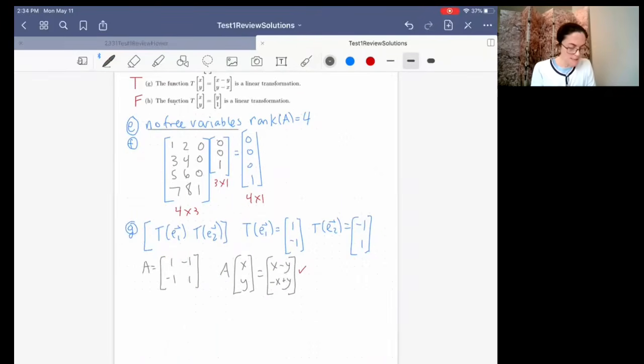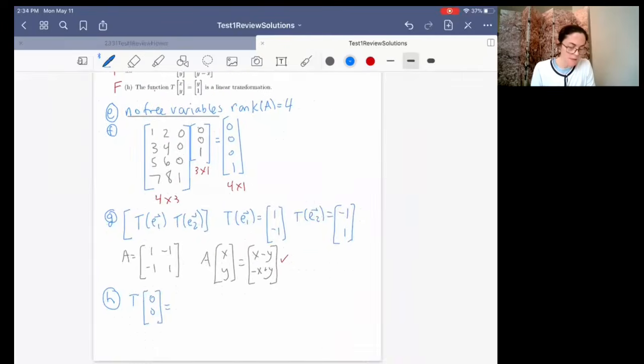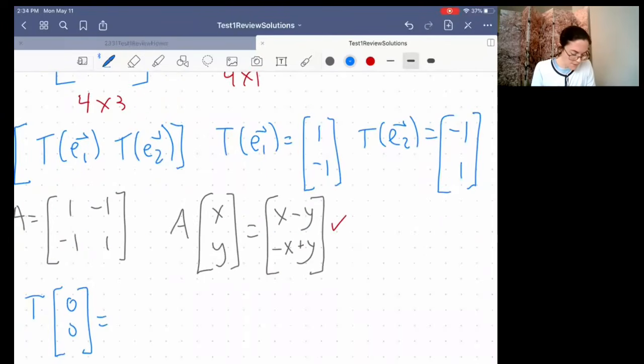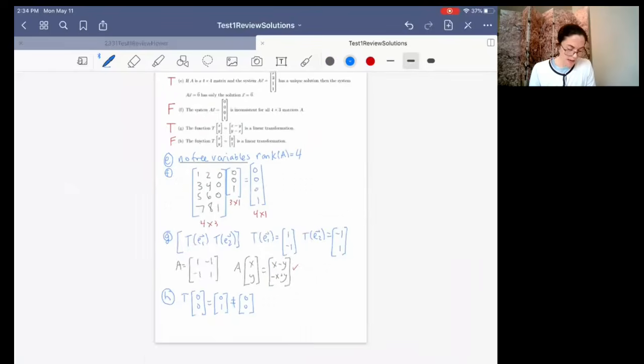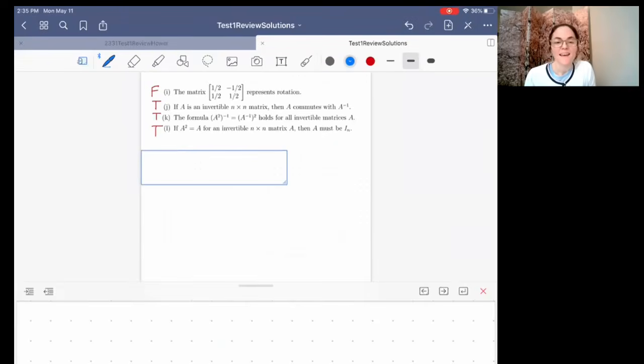Okay, now let's do H, and then we have 4 more that I'll put on the last page. This is definitely false. The easiest way to see that this is not a linear transformation is this map on the 0 vector gives us, well, look at the map, 0, 1, which is not equal to 0. And any linear transformation must satisfy that 0 maps to 0. And this one does not, so it's not a linear transformation.